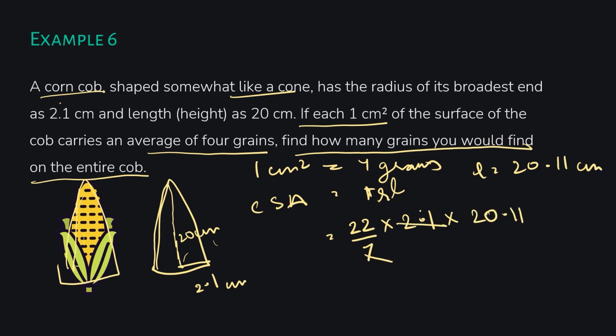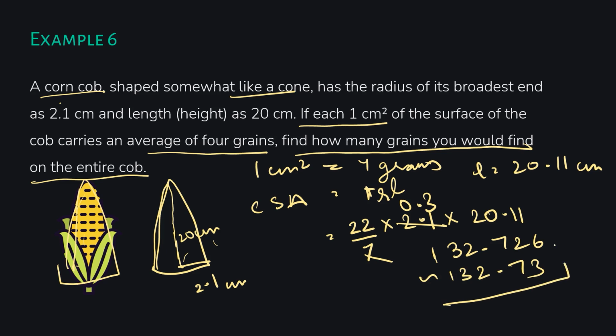So when we cancel, we have 0.3, right? And then we multiply it, we get the answer as 132.726. Now we can round it off to approximately 132.73. Now this is our CSA, and this is centimeter square.